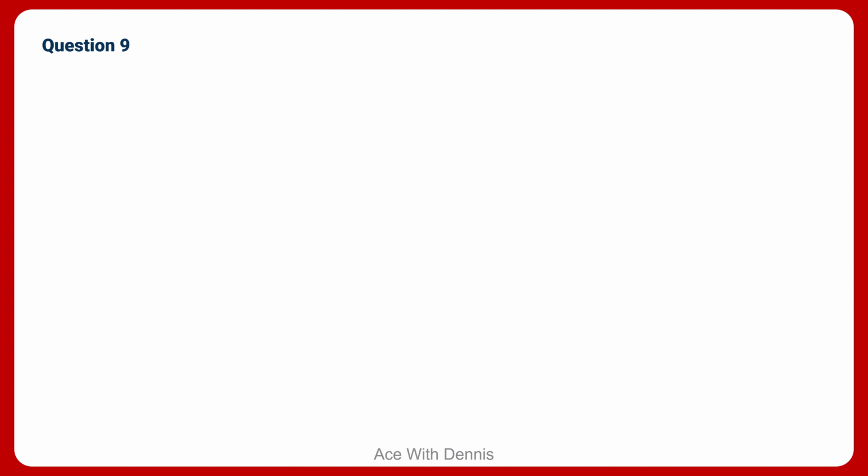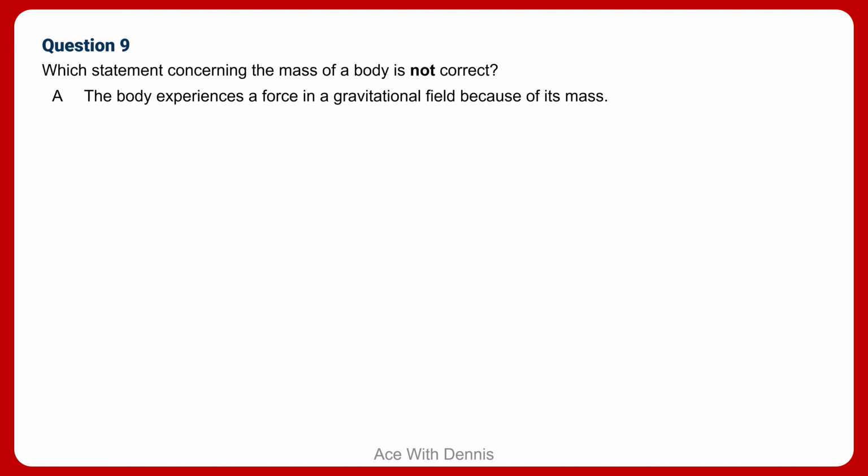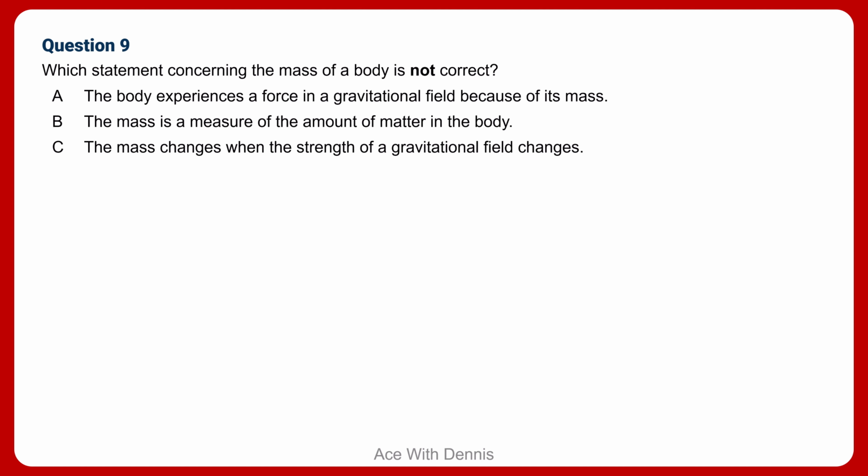Question 9. Which statement concerning the mass of a body is not correct? A. The body experiences a force in a gravitational field because of its mass. B. The mass is a measure of the amount of matter in the body. C. The mass changes when the strength of a gravitational field changes. Or D. The mass resists a change in the state of rest or motion of the body.